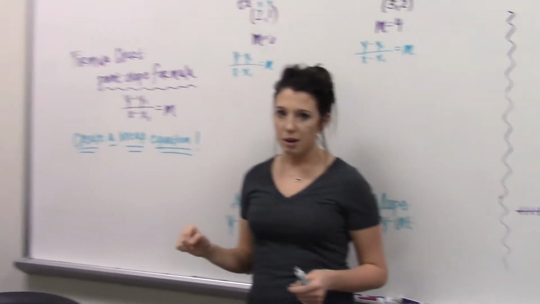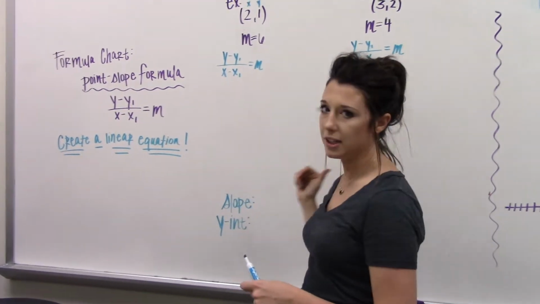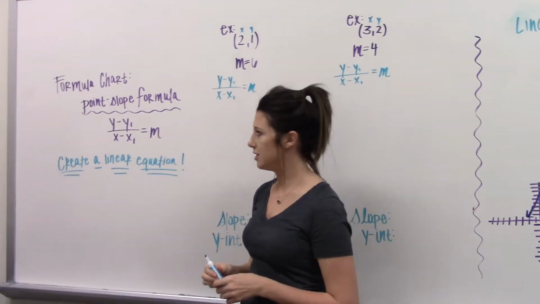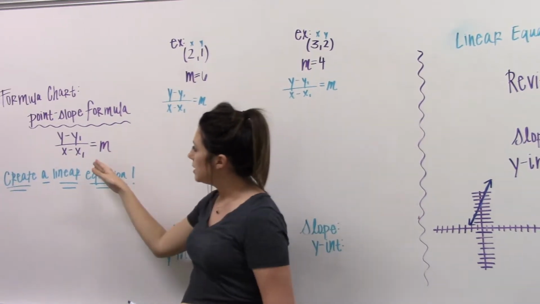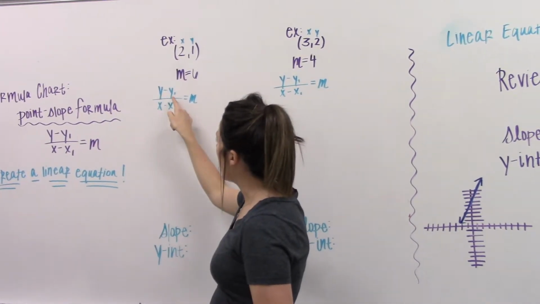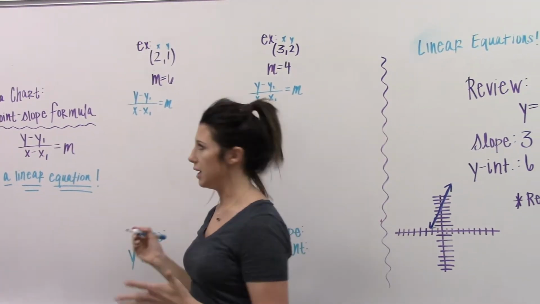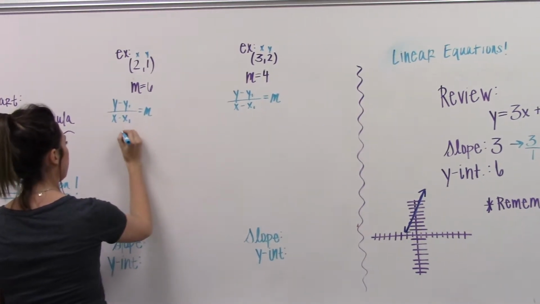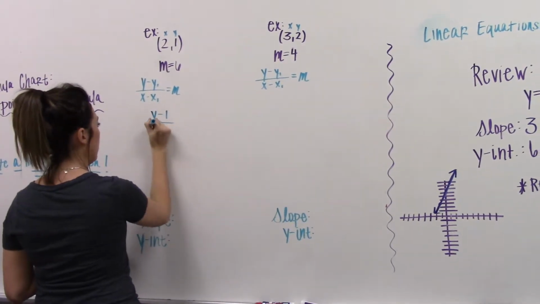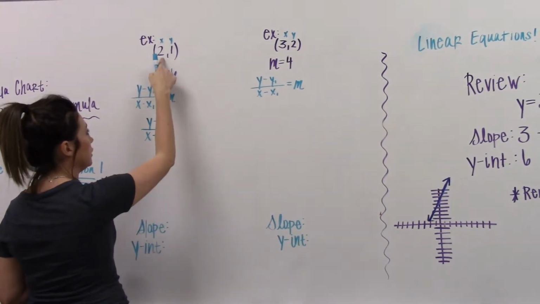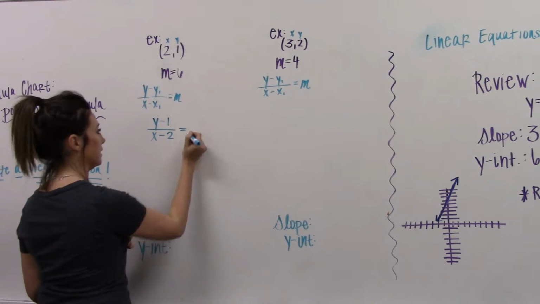I want y'all to get out your formula chart and you're going to find point slope formula. Because instead of being given a linear equation, we're going to be creating our own linear equations. So now we have some points and the slope. So we're going to get the point slope formula, which is y minus y1 over x minus x1 equals m, which is our slope. And we're going to just plug in for right now. So we have y minus y1, which is 1, over x minus x1, which is 2, equals m, which is our slope, is 6.